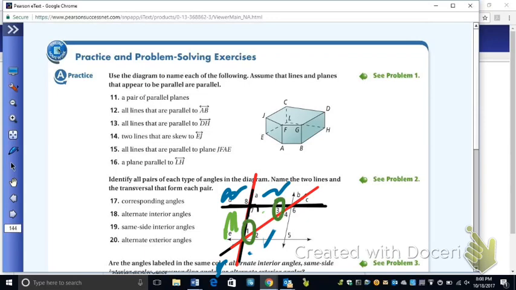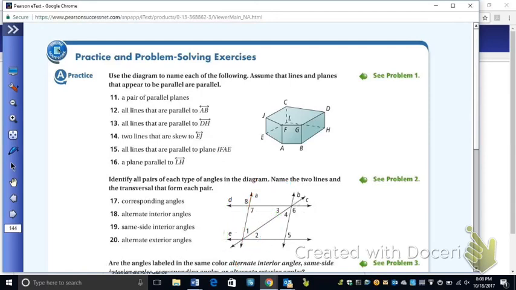I don't know what's going on here. Oh, yeah, I do. Okay. Here, let's go back to what I just did, and we're going to erase all this. So now we're at alternate exterior angles. And for that, A and D are going to be our lines. So that's the interior right there.